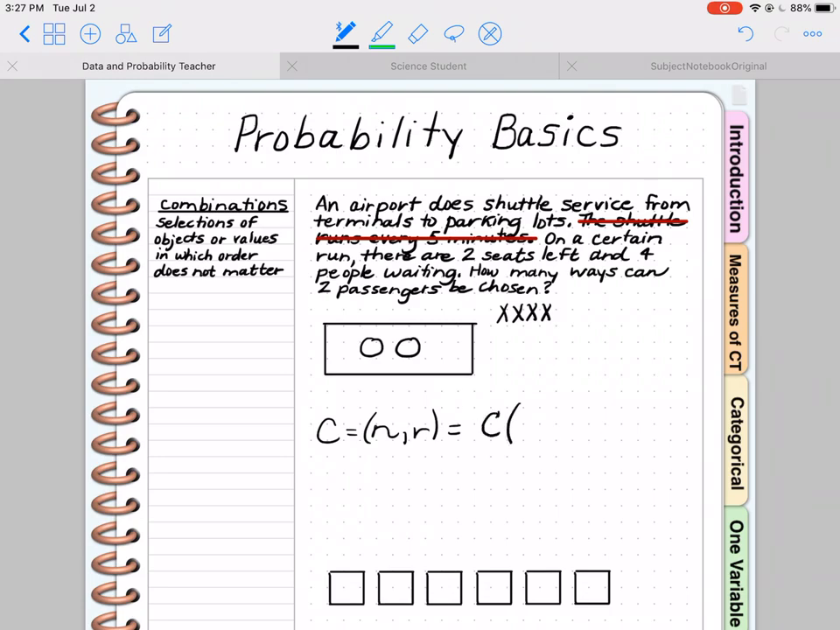So we're using this formula. N is going to be the number of people waiting. So how many people are trying to get on the shuttle? And this is the number of seats that you have to put them in. Guys, I don't need an equal sign, so if it's in your notes, erase that equal sign. It shouldn't be there. So the number waiting is 4. And how many seats are on the shuttle? There are 2 of them.